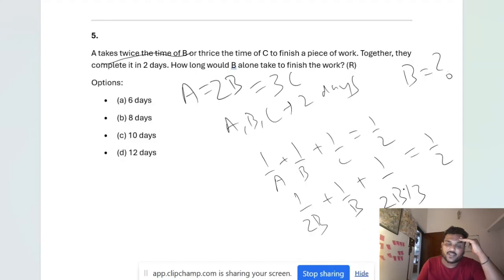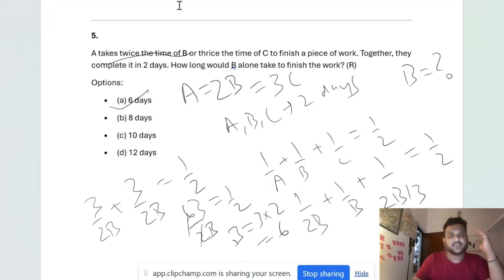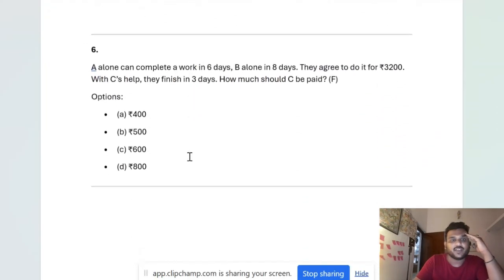So can I say this is 2 upon 2B, so 3 upon 2B, and this is 3 upon 2B again, which is half. So 6 upon 2B is half. So B can come out as 3 into 2, or 6 days. So it's just about understanding the information, and then the question becomes very easy.